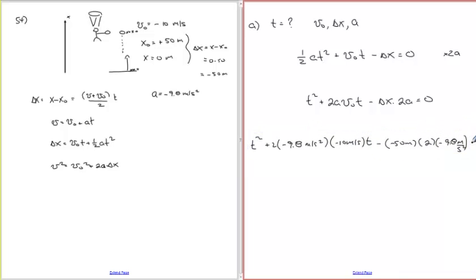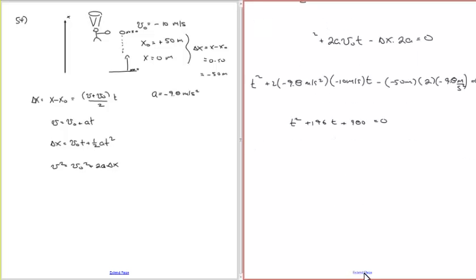So if we multiply that out, we get t squared, and let's just multiply the numbers in front of the t in the second term. So we have 2, the negatives cancel out, so we have 2 times 9.8 times 10. So it's going to be plus 196t. And we have minus times minus times minus, so it's going to end up being plus. So we have 50 times 2 times 9.8. We get 980 plus 980 is equal to 0.